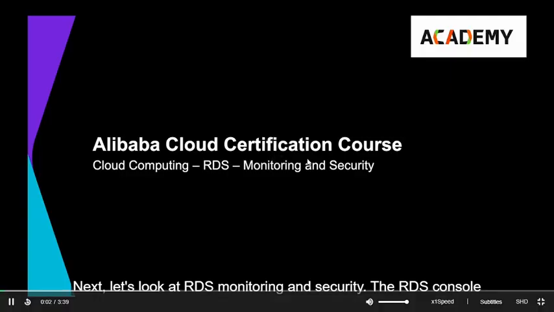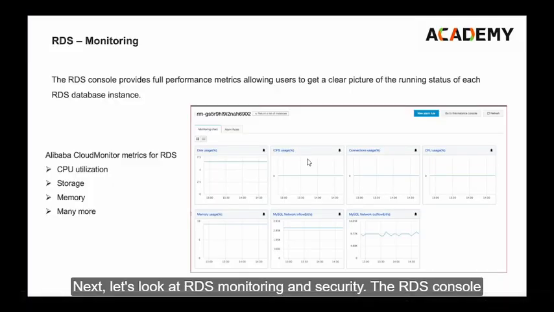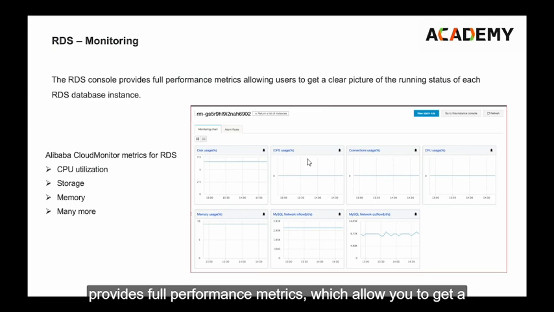Look at RDS monitoring and security. The RDS console provides full performance metrics, which allow you to get a clear picture of the running state of each of your RDS database instances. So these metrics are provided by Cloud Monitor.